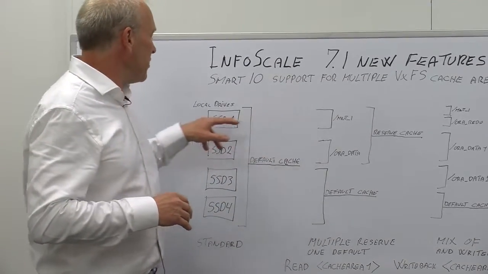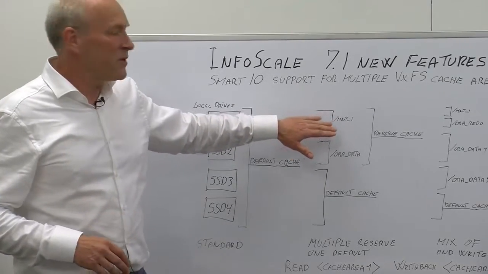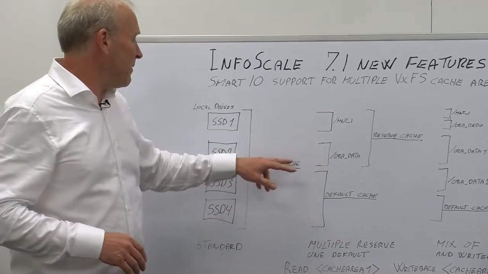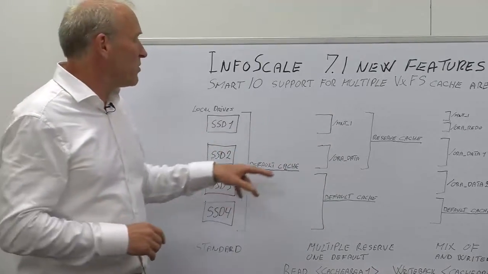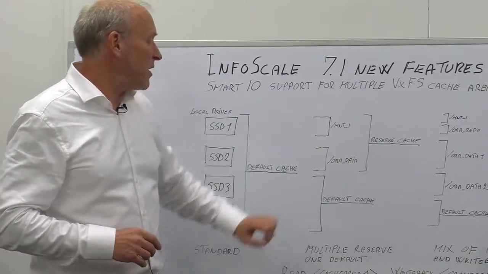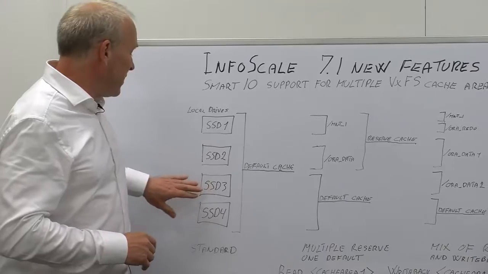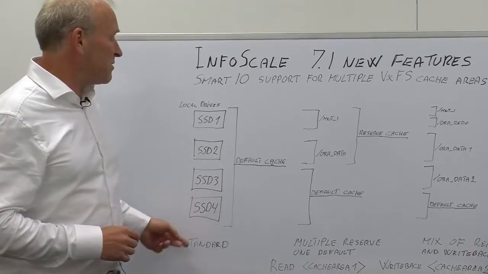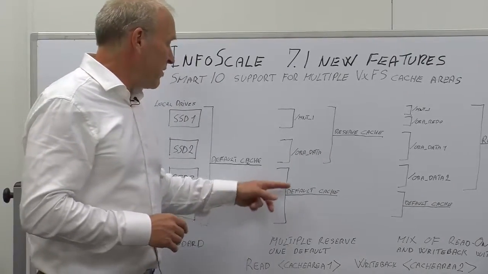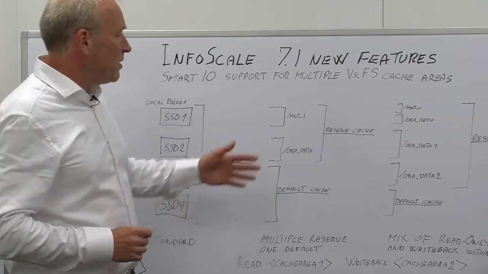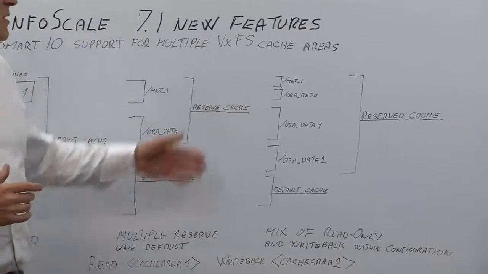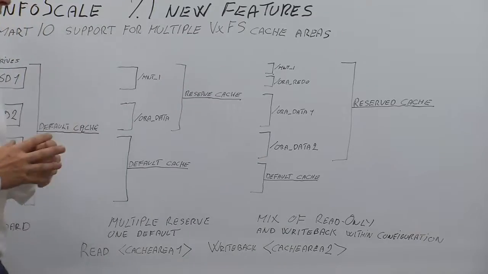So up here we can see on SSD 1, we have a mount point called /mount_I. And we have a mount point on SSD 2, which is called OR_data. That will be set up as a reserve cache area. The two other SSD drives down here, SSD 3 and SSD 4, will still be our default cache area. Again, we can only have one default cache. We can also have a mix of read-only cache and write-back cache on the same SSDs.